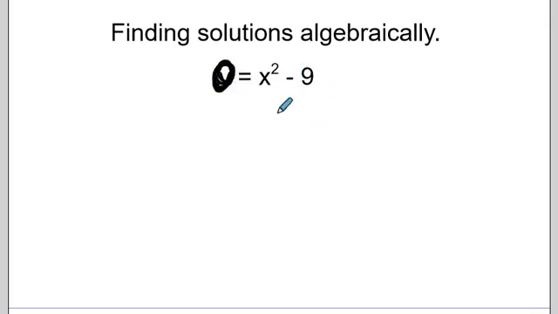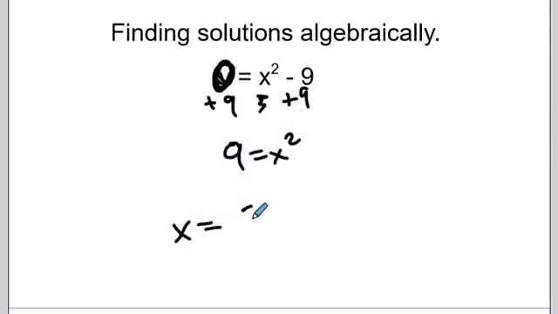We can follow our basic steps of solving any equation. Our goal is to isolate x. So we're going to go ahead and add 9 to both sides, and we get 9 equals x squared. Now once we get to this point, we're looking for a value for x that when squared is going to equal 9. You're probably thinking, oh, 3. So x is equal to 3. But there's actually another number that when squared is also equal to 9, which is negative 3.